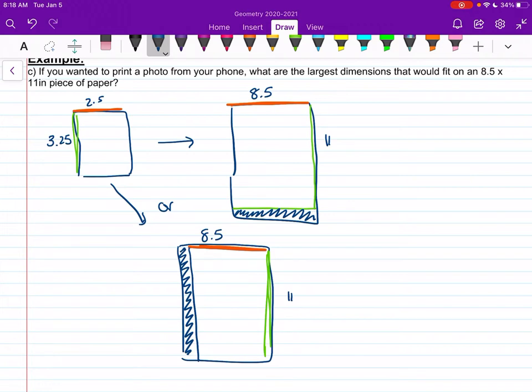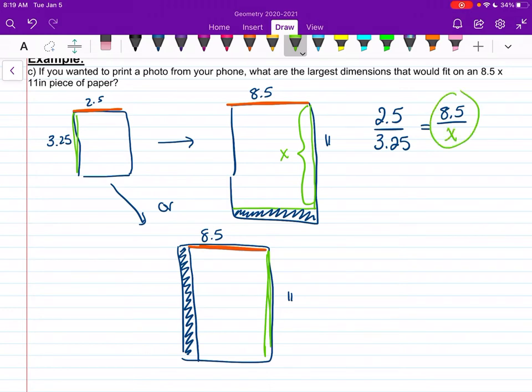So if I compare width to length, so 2.5 to 3.25, then on my first scenario, I have 8.5. I'm going to make sure that that 2.5 stretches all the way to that 8.5, but I'm not quite sure how long this needs to be to be perfect. So we're going to call that X. Okay, so here I did the greens together and then the oranges together in this fraction.